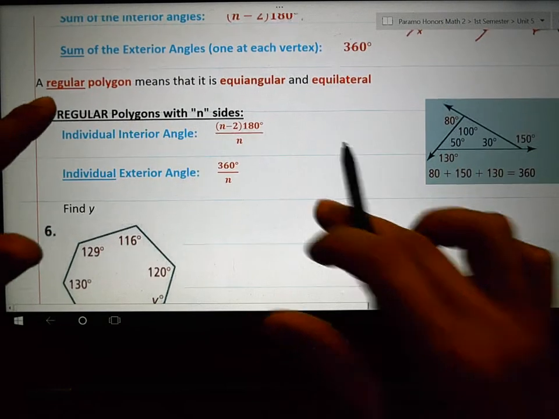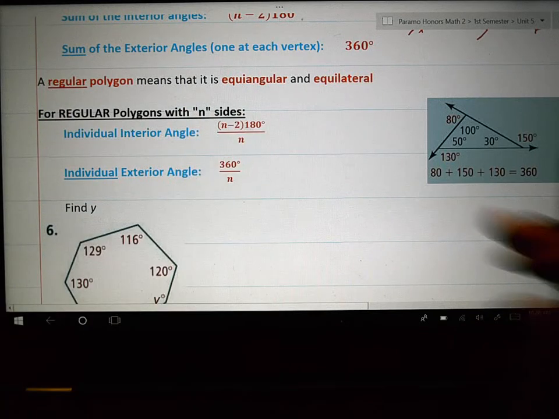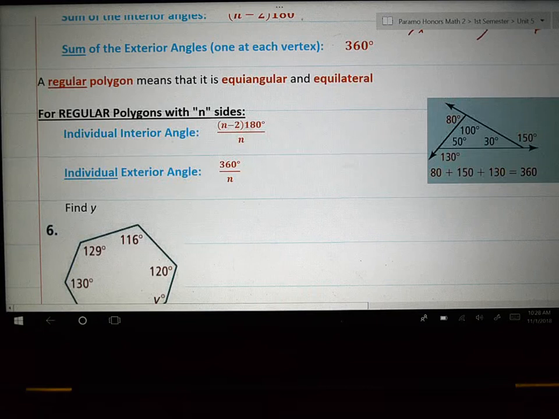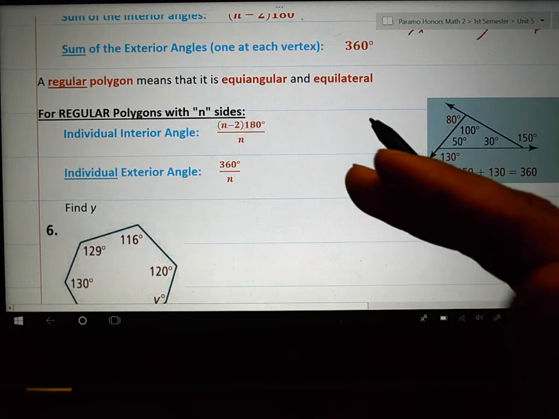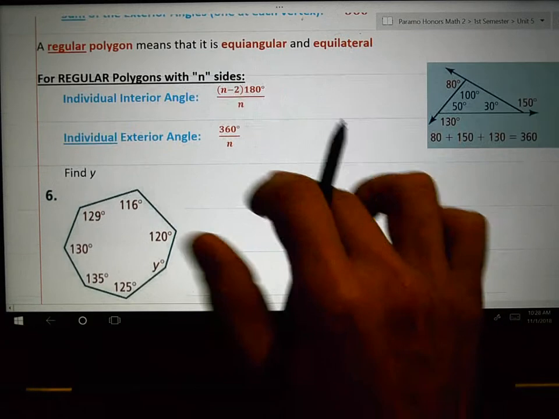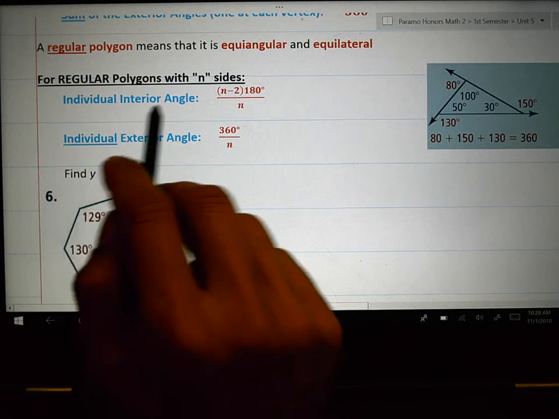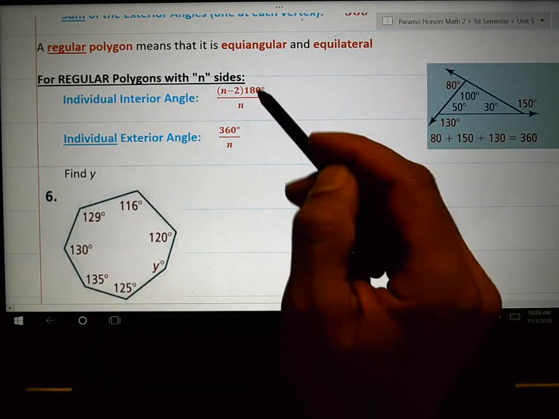The word regular means that every single angle and every single side are congruent to each other. I also think of regular polygons as the ones that are perfect, the ones like a Palomino pencil. Every side is exactly the same side length. Every angle is exactly the correct angle. It's beautiful.